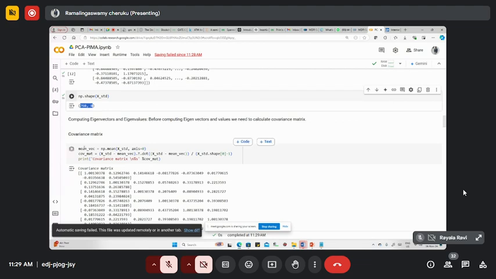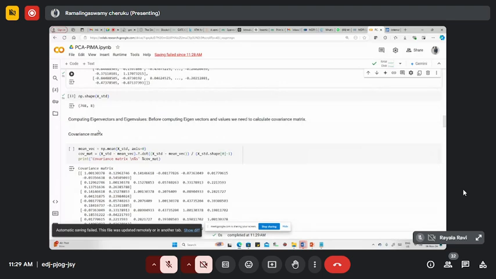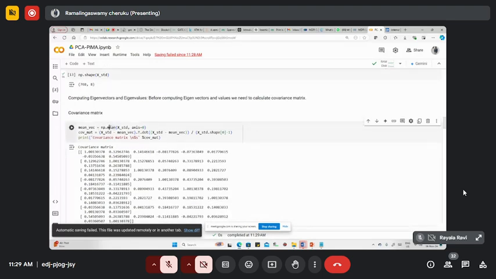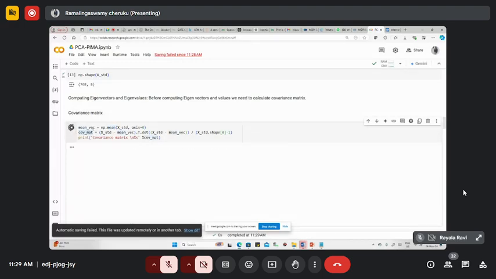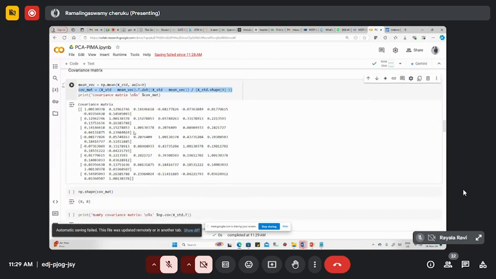Now the actual part. The modified version of the data is X_std, not X; X has been converted to X_std. Now we can use this for computing the mean and the covariance matrix, sigma X. Using these two formulas, we can calculate sigma. So this is the covariance matrix. If you look at the diagonal, it is always 1, 1, 1, 1.